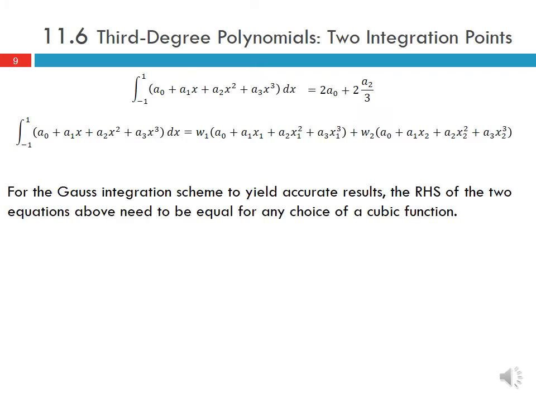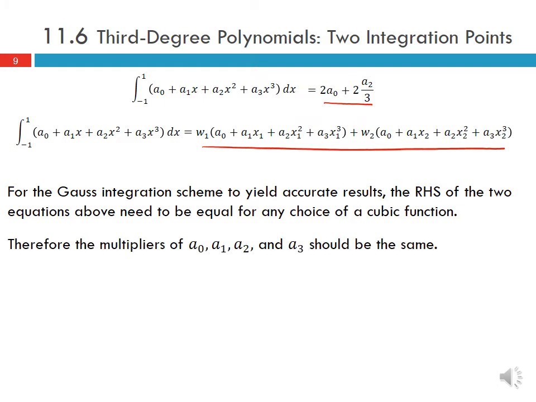So if we want the Gauss integration scheme to yield accurate results, or the exact integral for this function, then the right-hand side of these two equations needs to be equal for any choice of a cubic function. So this has to equal this if we want these two integrals to be the same. So this means that the multipliers of all of our coefficients a0, a1, a2, and a3 should be the same.